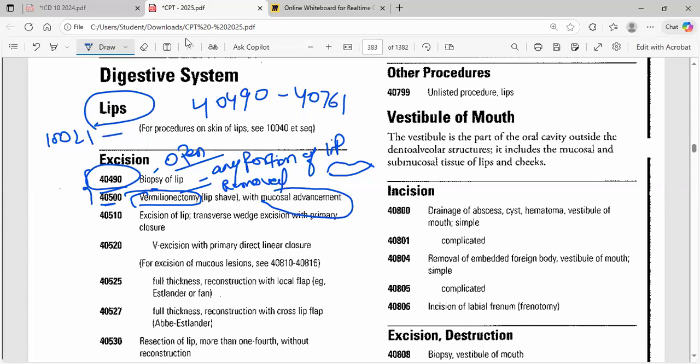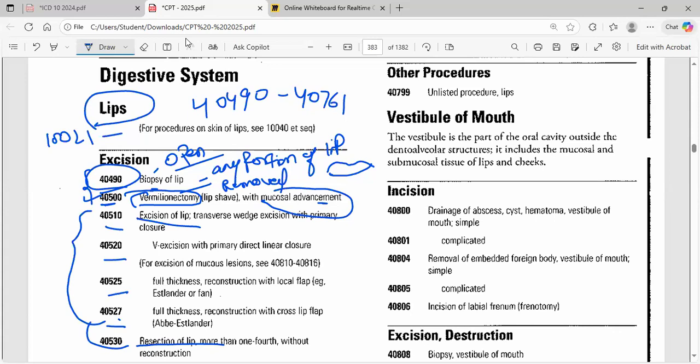So if more tissue has been excised from the lip area, and after that we have to do the repair with the mucosal advancement, then we are going to use 40500. Then we have these four codes: 40510, 40520, 40525, and 40527. These four codes are for the resection or excision of lip.